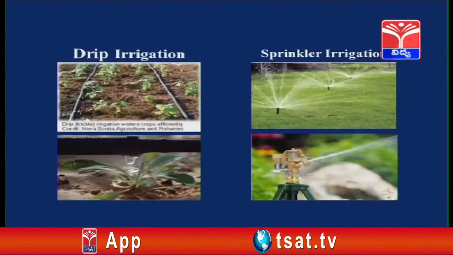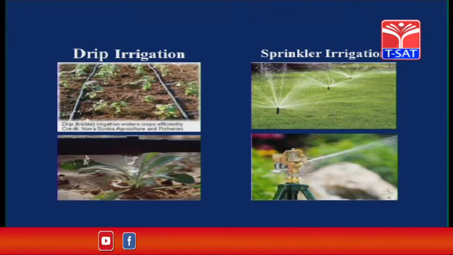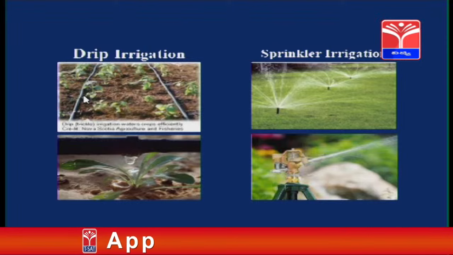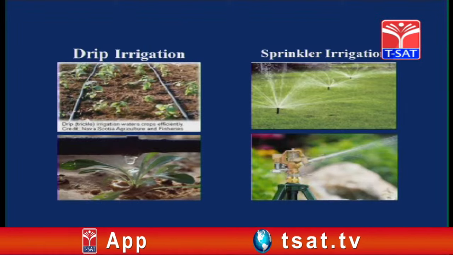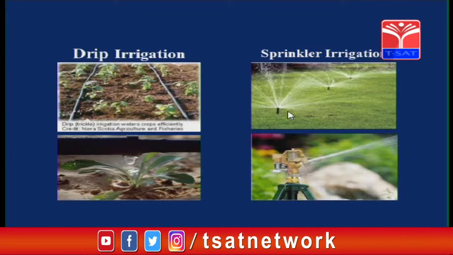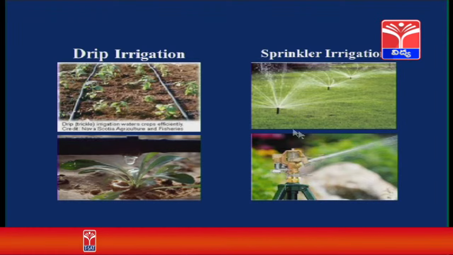This is drip irrigation. I think you have seen pipes, horizontal pipes and vertical pipes will be present, and wherever the plant is there a small nozzle will be present and water will be coming out from that drop by drop. That is why it has got the name drip irrigation. And the second one you can see here, sprinkler irrigation. Here the water will be coming out of the pipe and a nozzle will be present, that will be spreading the water throughout the field and it gives more time for absorption.